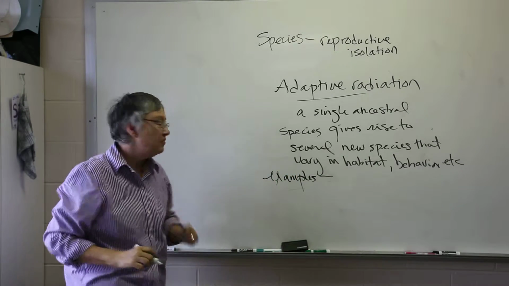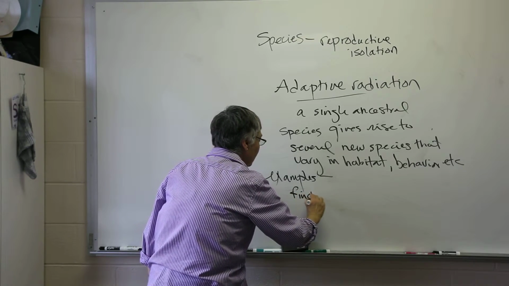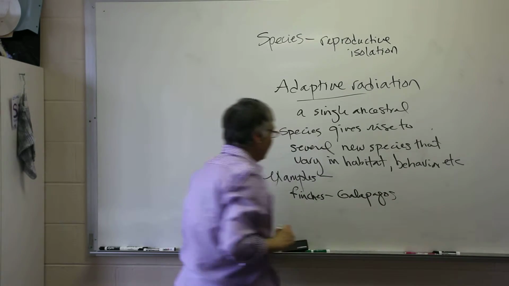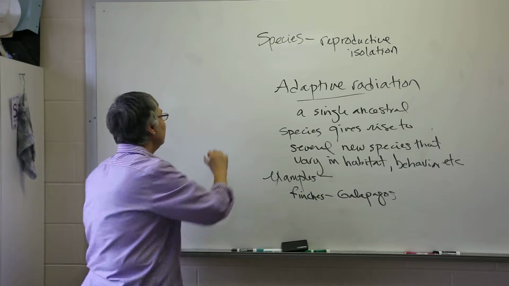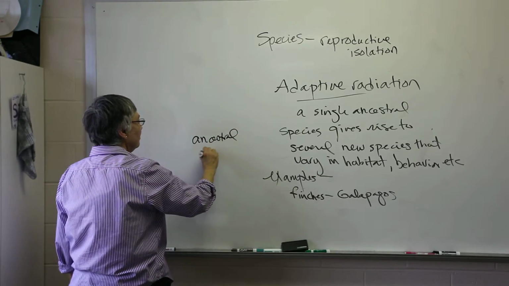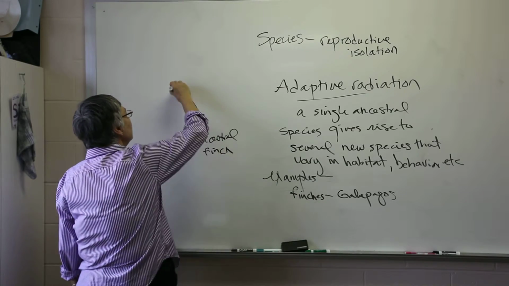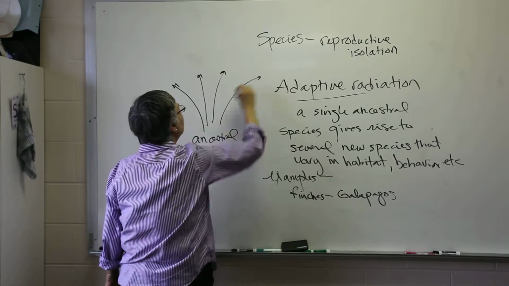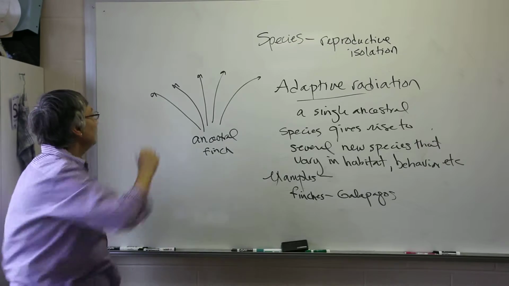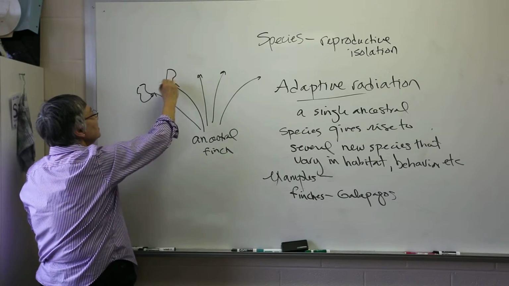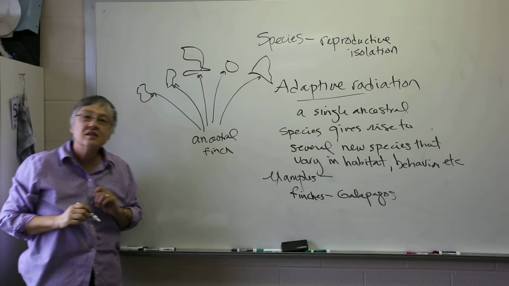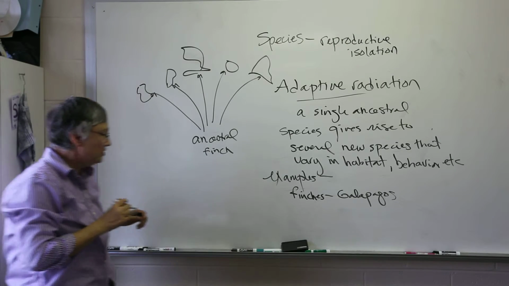For example, the finches that Darwin observed on the Galapagos. We now believe that there was an ancestral species of finch that over time gave rise to many different species, and many of them exist on specific islands, different islands within the Galapagos.